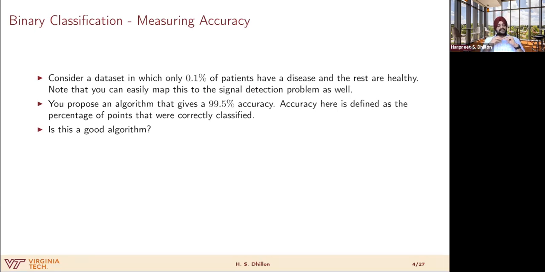Now consider a data set, same example, in which only 0.1% of patients have a disease, right? Very infrequent occurrence of a disease, 0.1%, where the rest are healthy. Now, of course, you can think of this equivalently in terms of a signal detection problem as well, right?